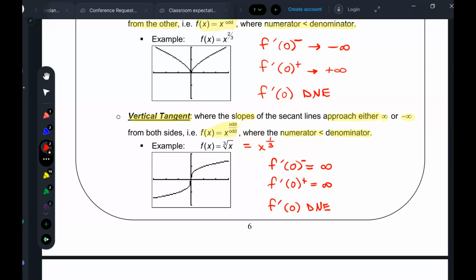Yes, Abby? Why is that non-existent? Usually it's just, it's got a vertical tangent. Okay.